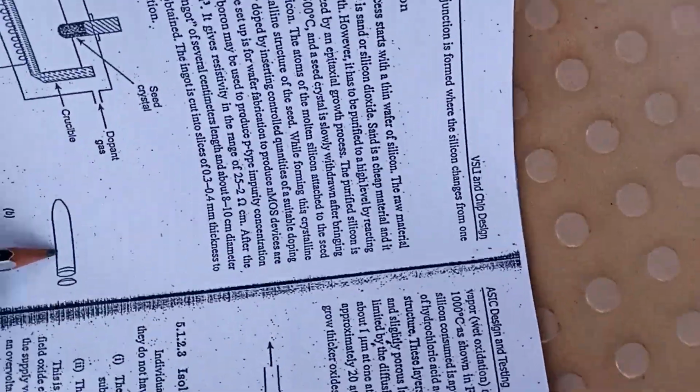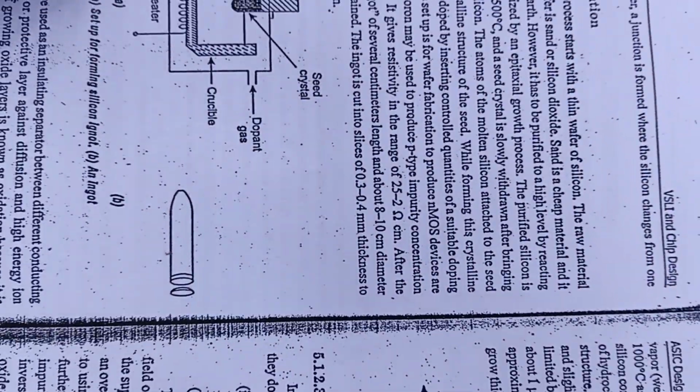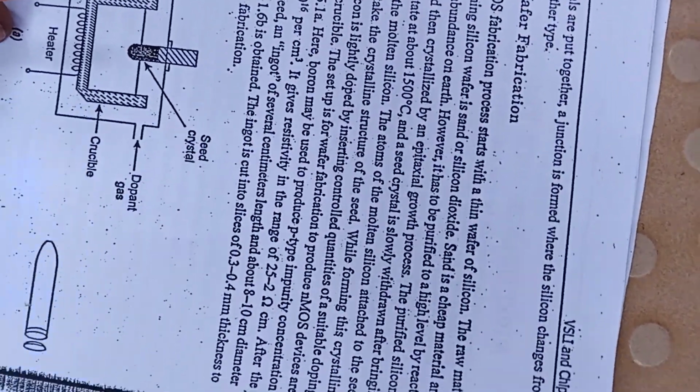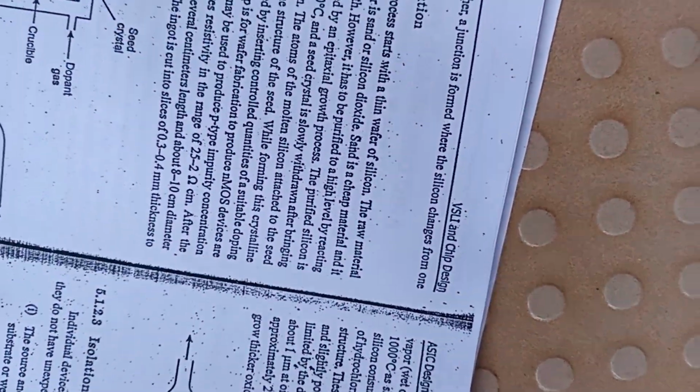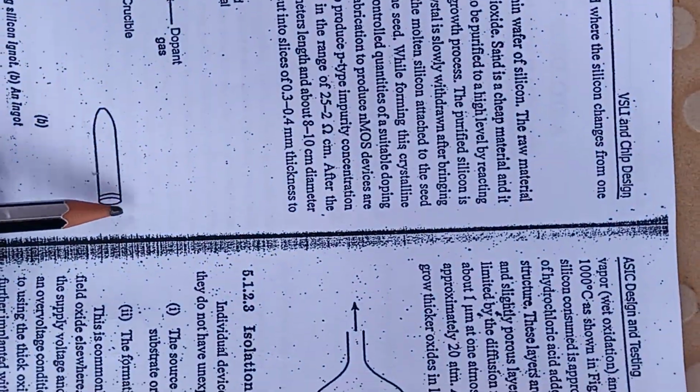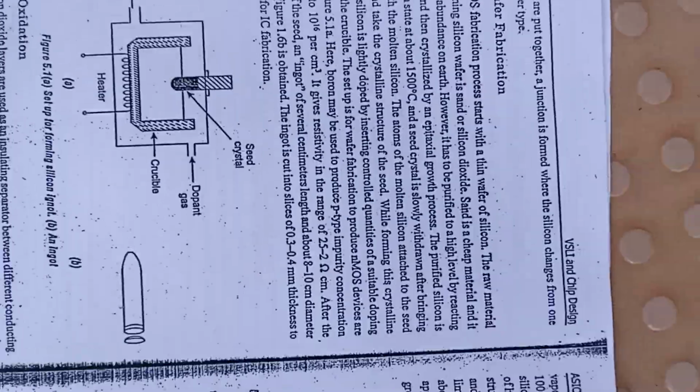Next, these are the wafer preparation steps. Here they have shown the ingot. Here the pure seed crystal has been melted, the ingot has been prepared, and it has been sliced into wafers. Here you can see the wafer slicing. Next step is oxidation.